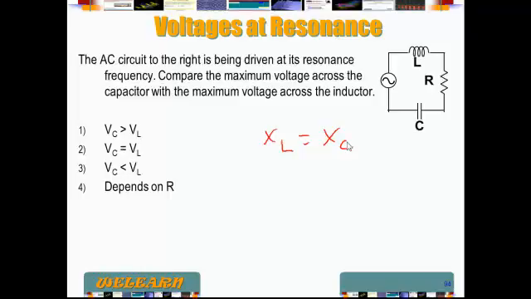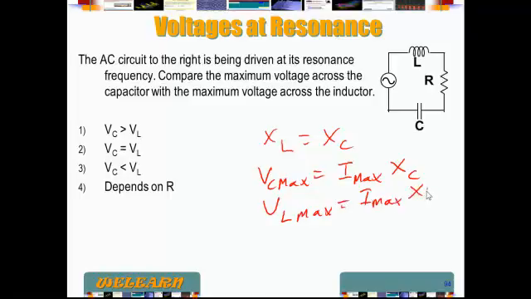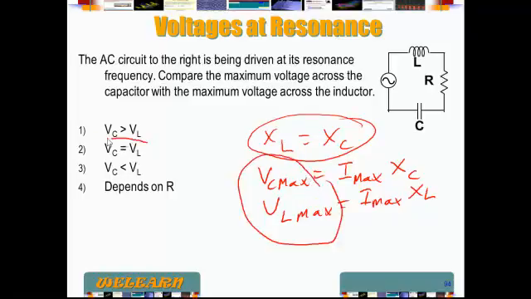And remember that VC max is equal to I max times XC, and VL max is I max XL. So saying that XL is equal to XC is the same as saying that VC max is equal to VL max. So my answer is this. And it does not depend on R, of course.